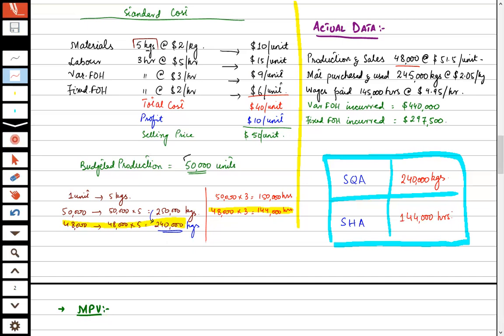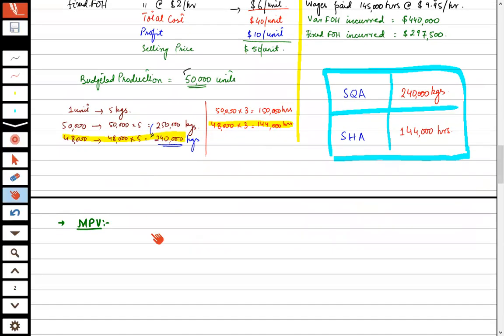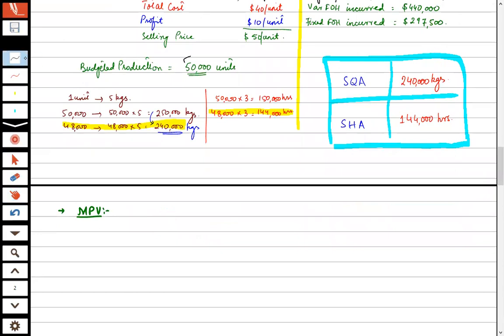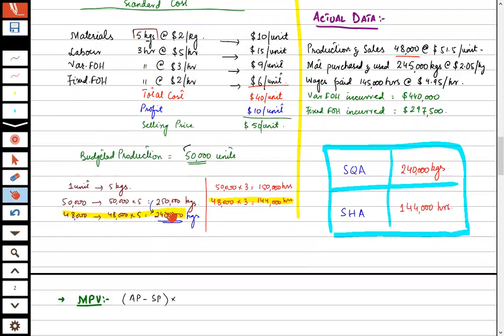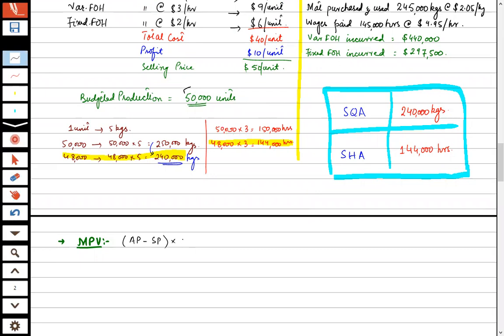Now we can easily calculate the material price, material quantity, labor rate, labor efficiency, and variable overhead variances. So, material price variance: no need to memorize the formula, just keep the concept. Material price variance will be the difference of actual price and the standard price, multiplied by the actual quantity purchased. So material purchased is 245,000 kgs, so it would be multiplied by 245,000.